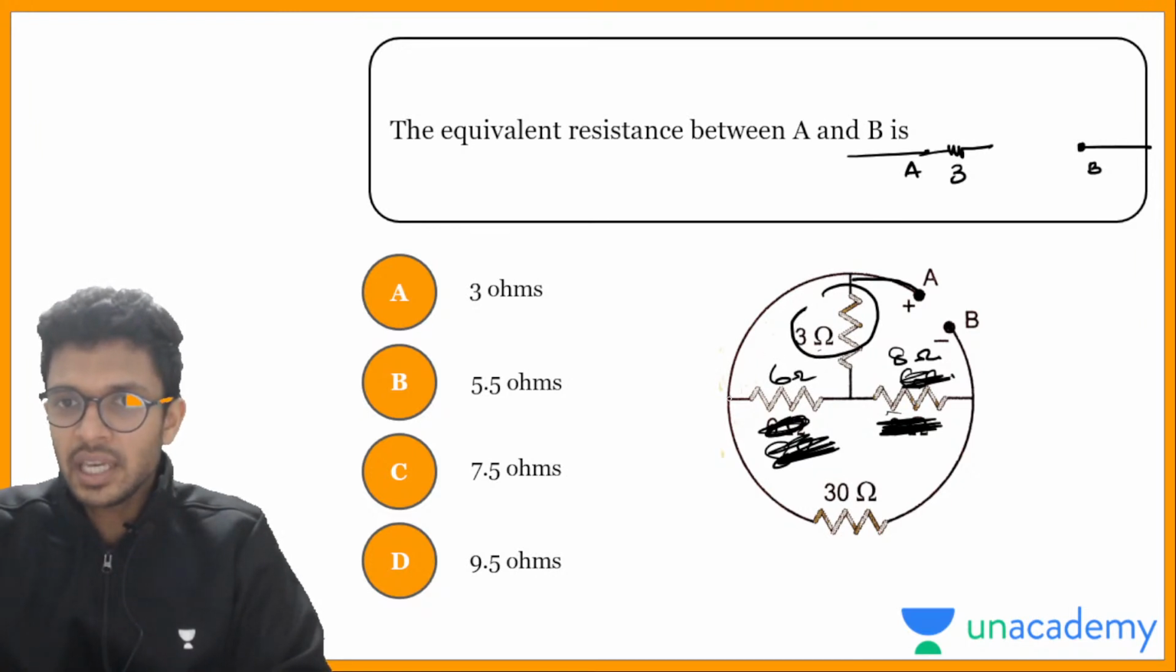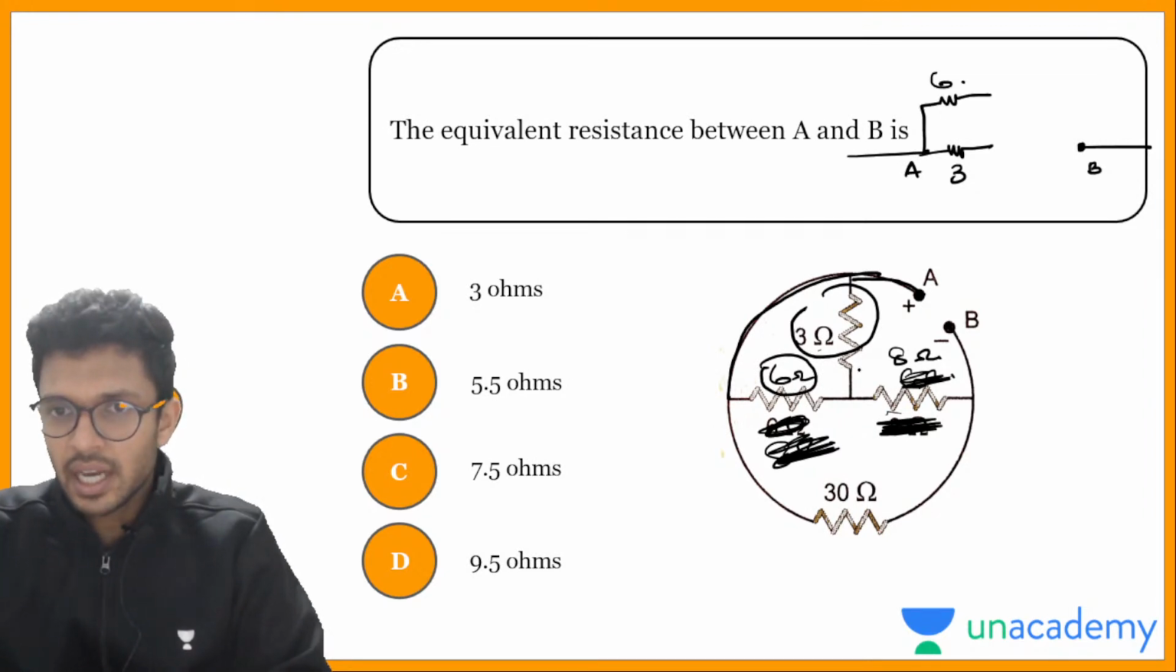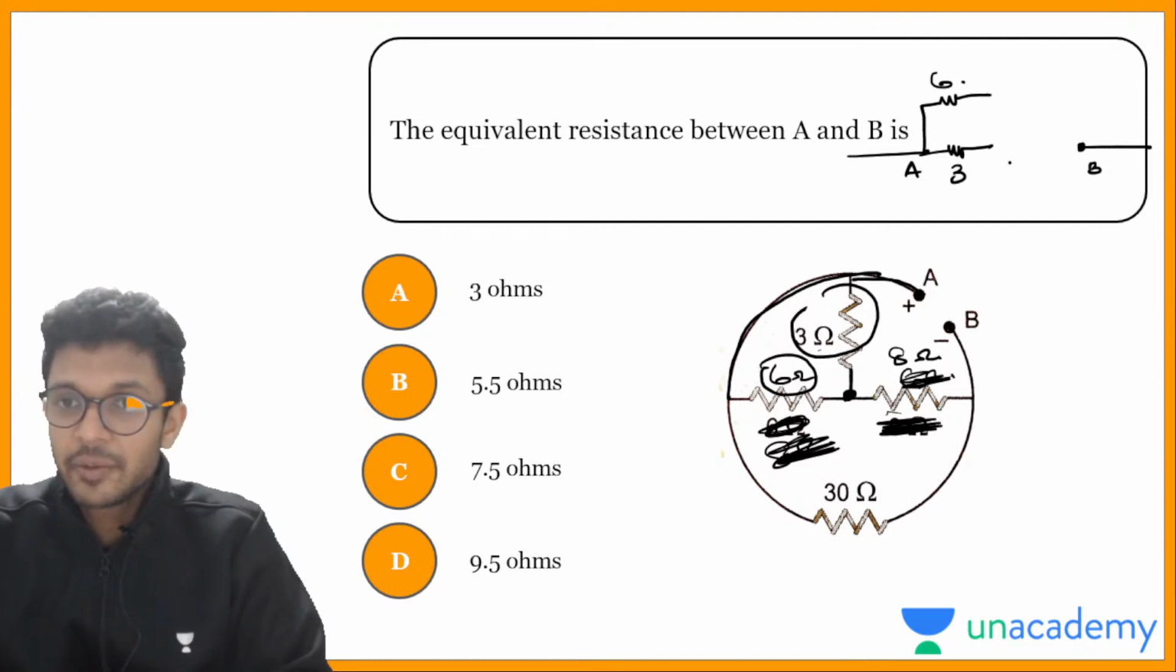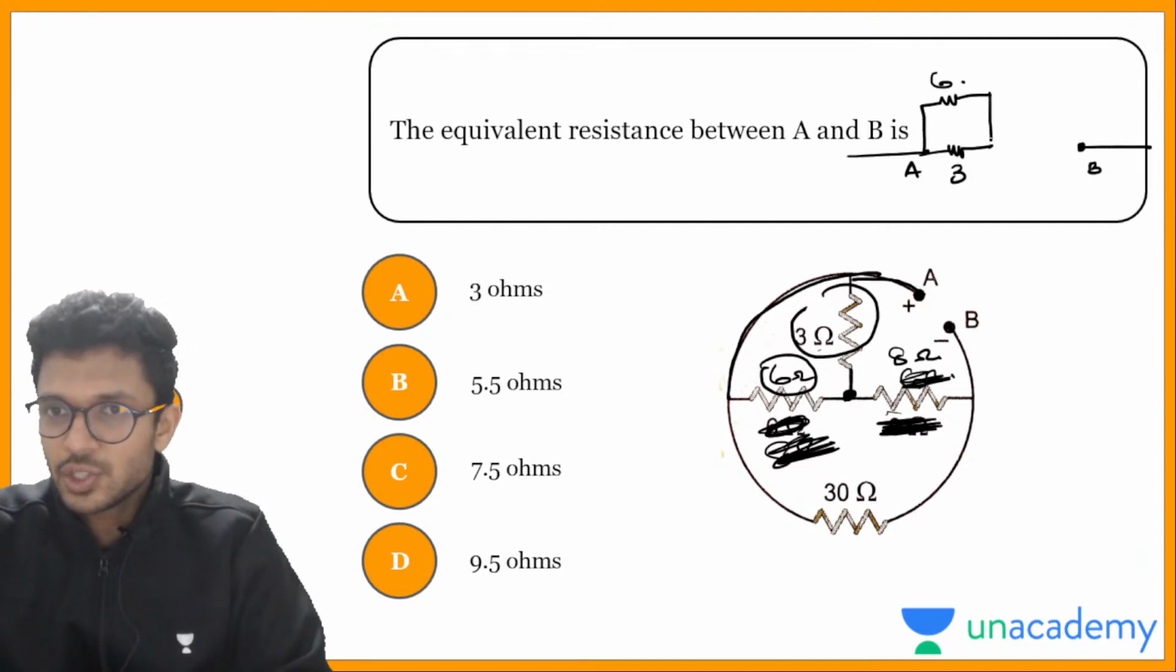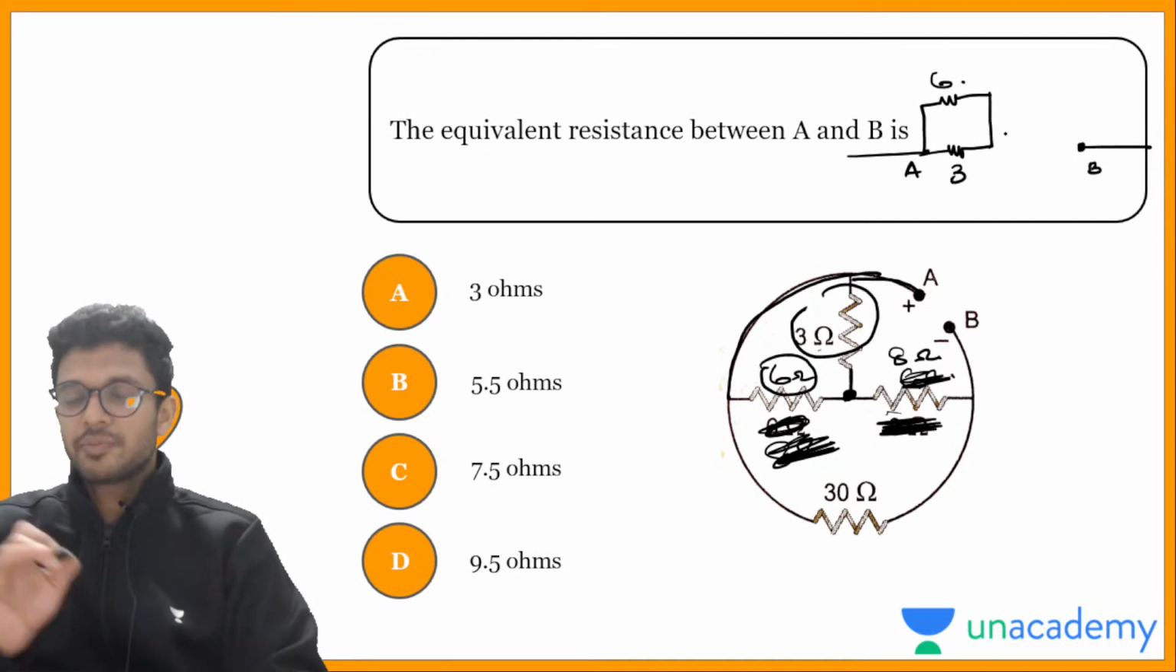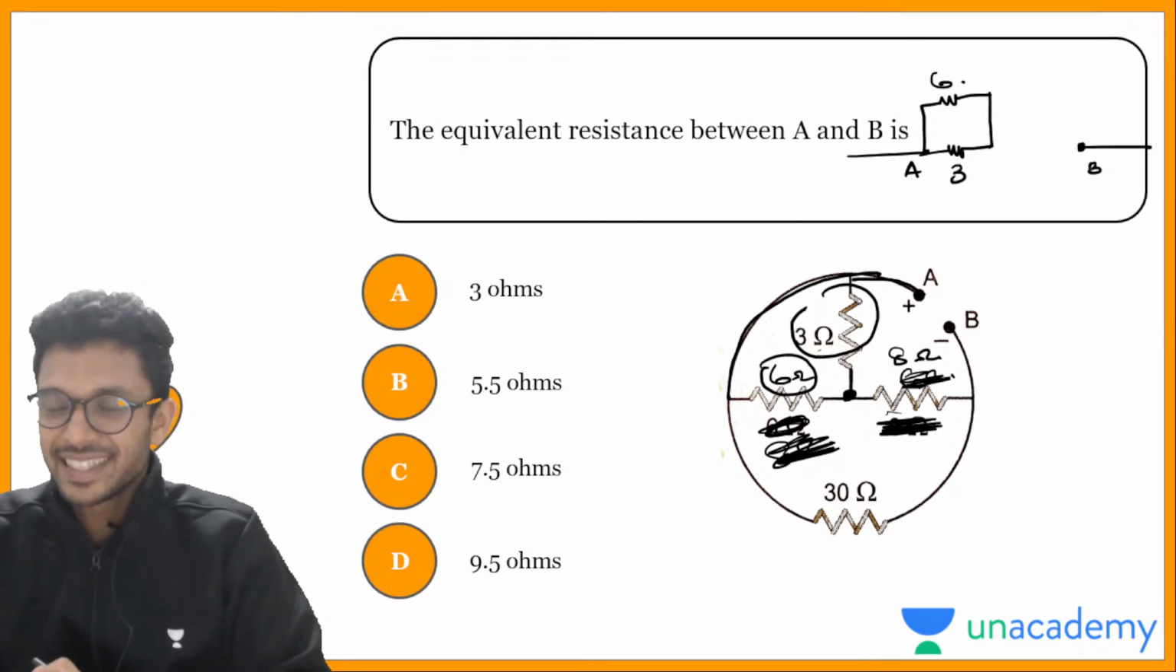It's from the same point A. The 6 ohm is also connected to the point A itself. Now tell me, where the 6 ohm and 3 ohm endpoints are connected, they are connected together, right? So connect the endpoints of 3 and 6 together. Done up to here? Okay.